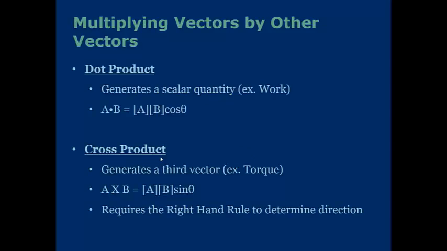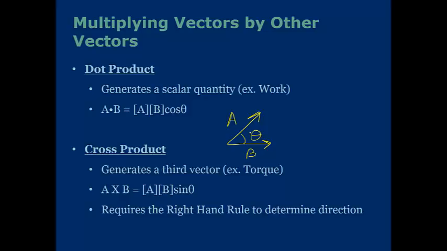Where it gets tricky is when we're talking about multiplying vectors by other vectors. There are two ways to do this. One is through the dot product, which is used to generate scalar quantities like work. You take the two vectors and multiply them by cosine theta, which is the angle in between. So if I were to have a vector A and a vector B, I'd be looking at the theta in between.